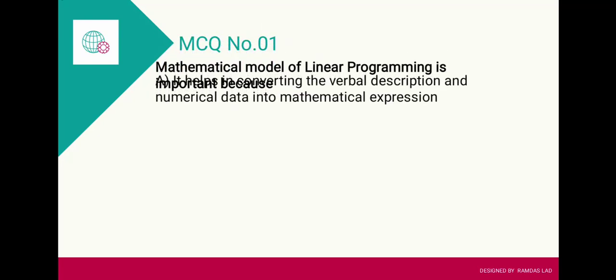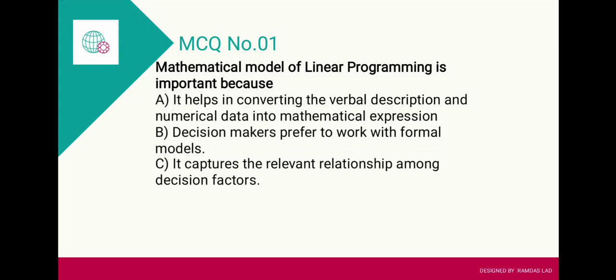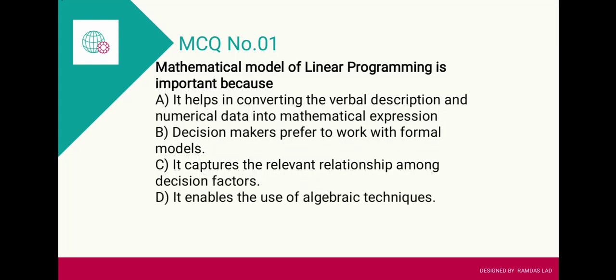Let us start the multiple choice questions. Multiple choice question number 1. Mathematical model of linear programming is important because option A, it helps in converting the verbal description and numerical data into mathematical expression. B, decision makers prefer to work with formal models. Option C, it captures the relevant relationship among decision factors. And D, it enables the use of algebraic techniques.